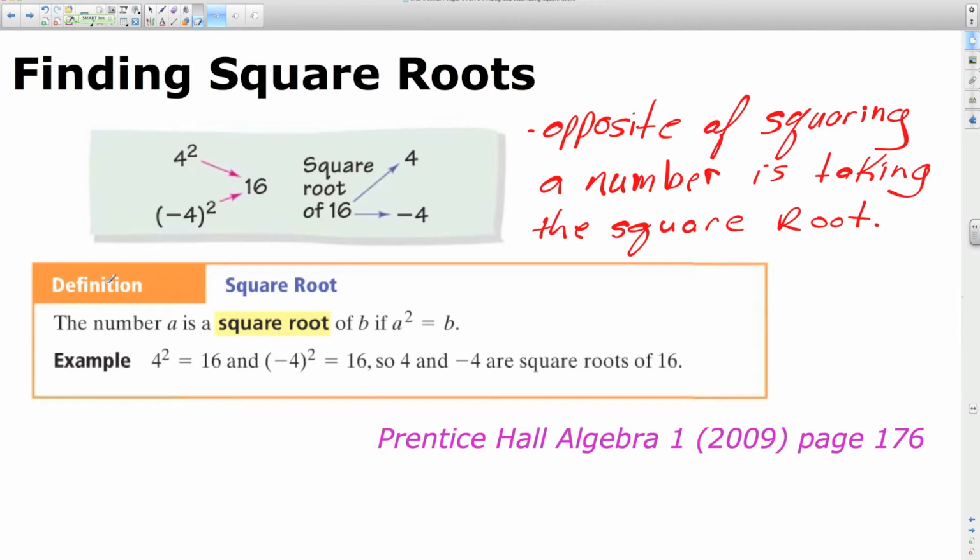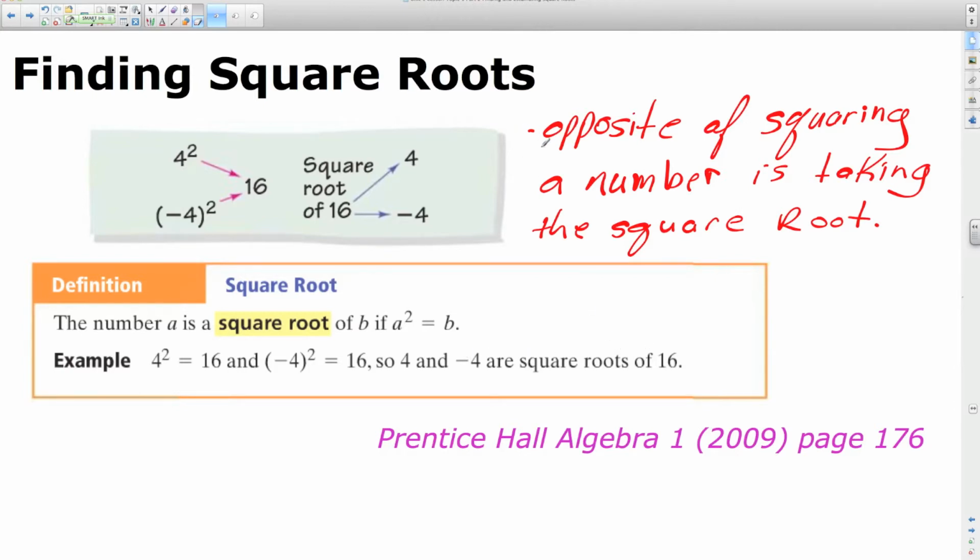The very algebraic definition taken from Prentice Hall's Algebra 1, page 176. The number a is a square root of b if a squared is equal to b. Here we're defining square root. Here's a numerical example again. 4 squared is equal to 16 and negative 4 squared is equal to 16. So 4 and negative 4 are square roots of 16.